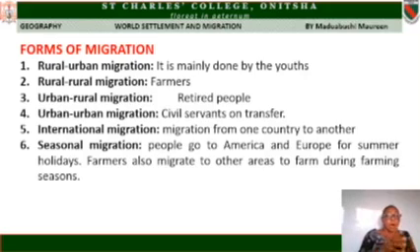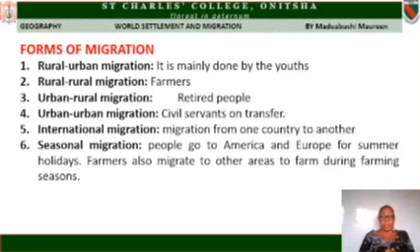Three, urban-rural migration. That is migrating from urban area to rural area. It is mainly done by retired people. When they work in the urban areas, when they retire, they migrate to their villages and settle. Four, urban migration. That is migrating from one urban area to another urban area. It is mainly done by civil servants on transfer. A teacher can be transferred from Onitsha to Awka, or from Awka to Nnewi.